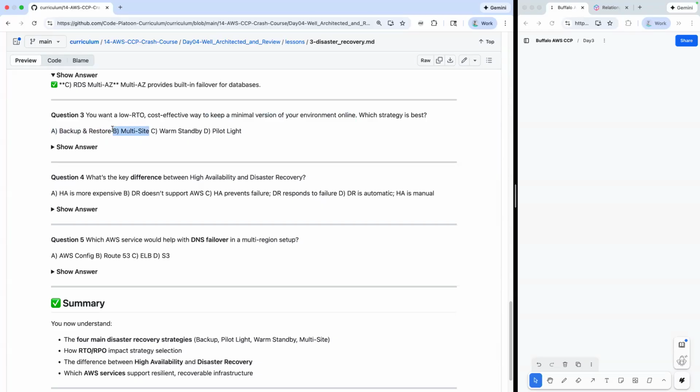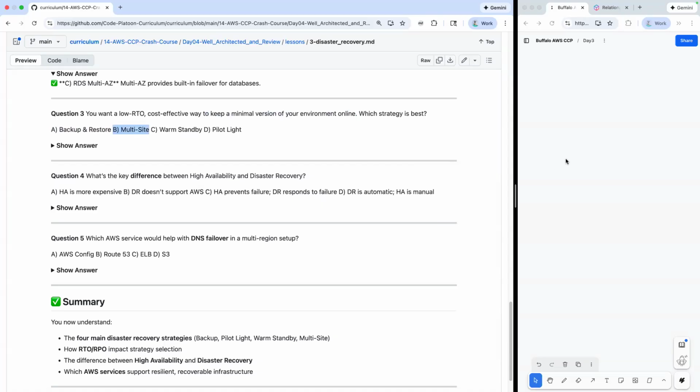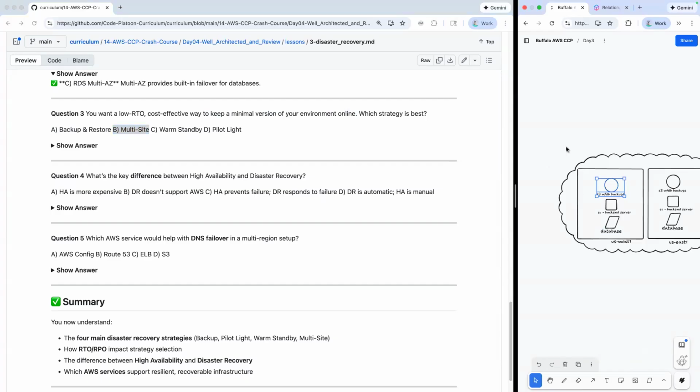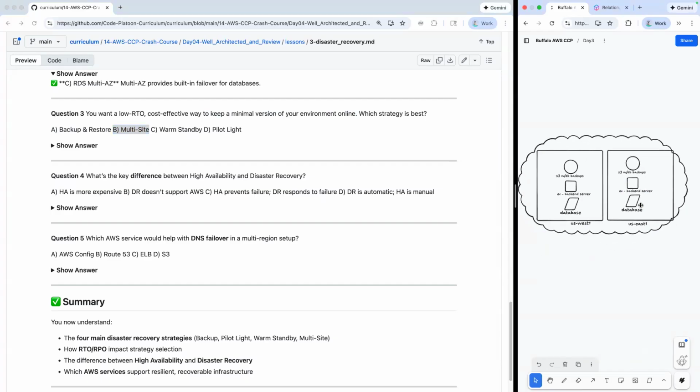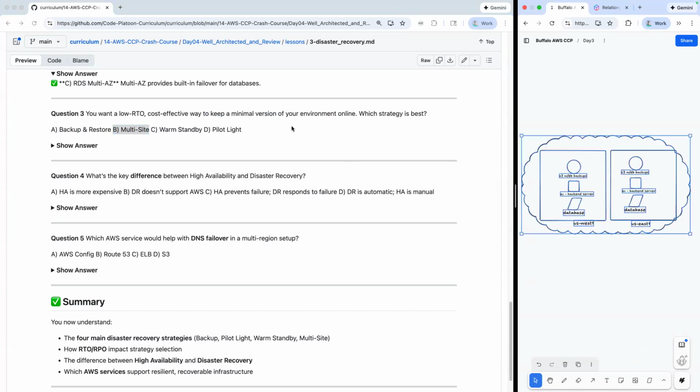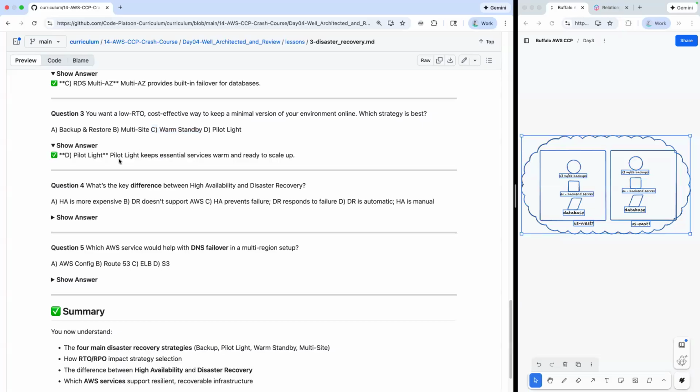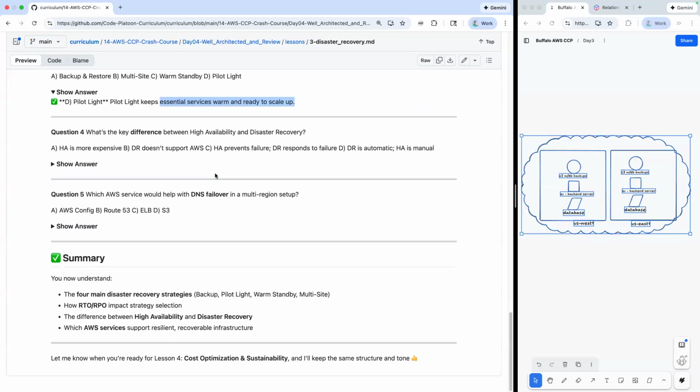Multi-site is like the most advanced. Multi-site, think a full duplication of everything, right? This is our multi-site availability. This is the Cadillac of disaster recovery. So we've got Pilot Light, which is a step up from nothing, and Warm Standby. And I'm going to go with Warm Standby. And actually, I got it wrong. So the Pilot Light strategy keeps essential services warm and ready to scale up. What's the key difference between disaster recovery and high availability?